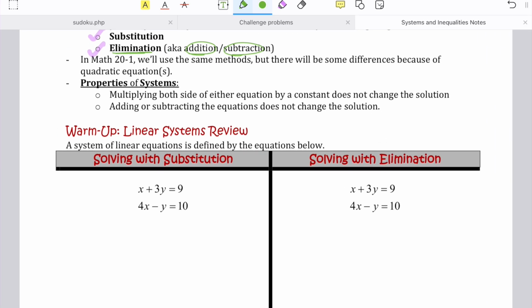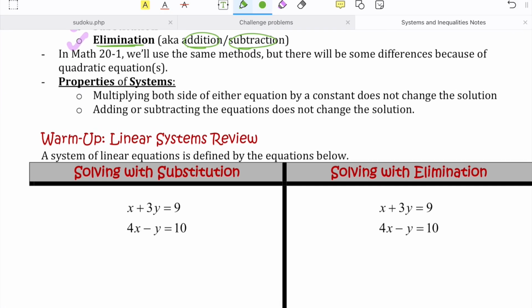In Math 20-1, we are using the same things, but we have quadratic equations in this. So we have quadratic and linear. That means just remember these things. When you multiply on both sides, the equation doesn't change. But if you only multiply on the right side or the left side, the equation will change. Adding or subtracting on both sides wouldn't change the solution either.